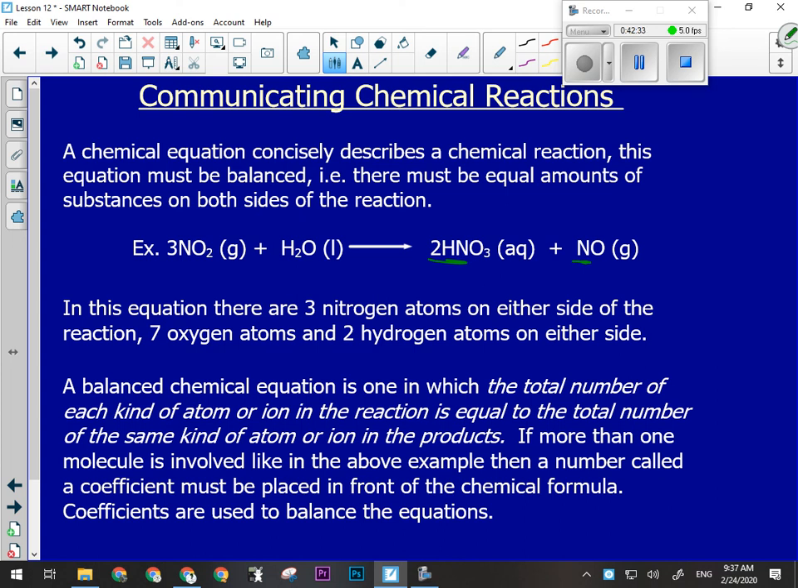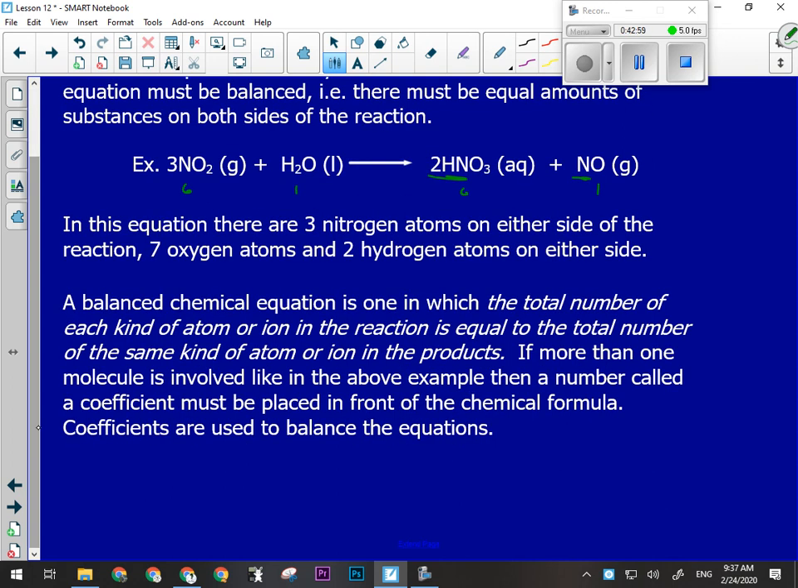So the nitrogen is balanced. There's 3 on both sides. For the oxygen, there's 3 times 2 oxygen, so there's 6 there, and 1 more there for a total of 7. And then on this side, there's 2 times 3 is 6, plus 1 more is 7. So the oxygens are balanced, and so are the hydrogens. There's 2 hydrogens here, and 2 hydrogens here. So the reaction is balanced. A balanced chemical equation is one in which the total number of each kind of atom or ion in the reactants is equal to the total number of the same kind in the products. So basically the reactants and the products have to equal each other.